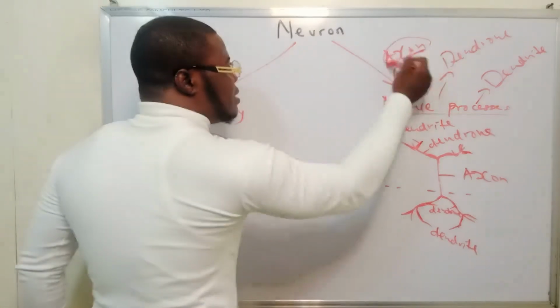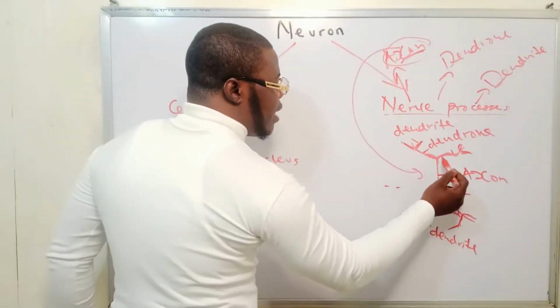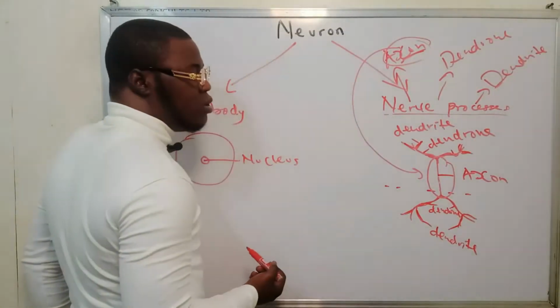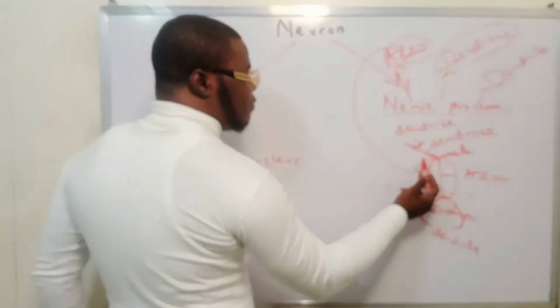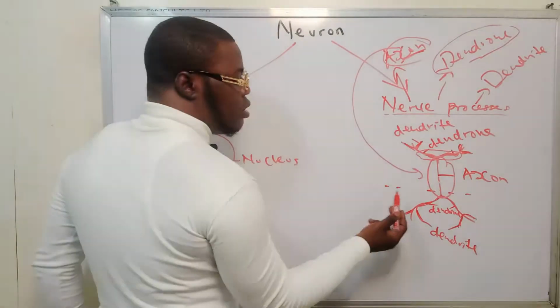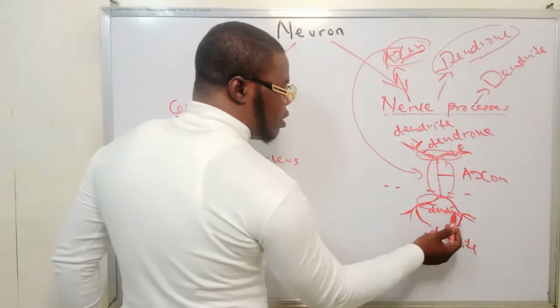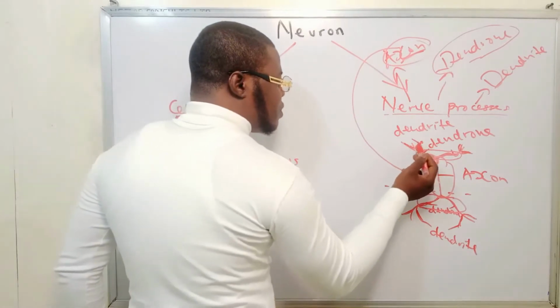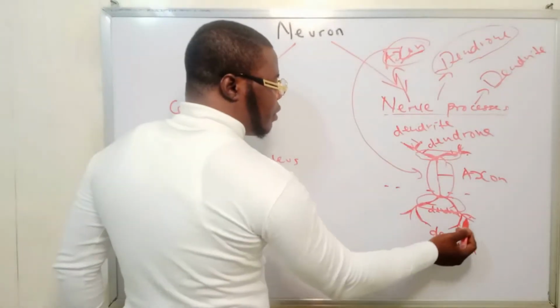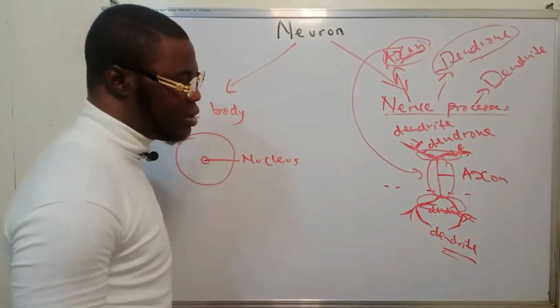So the axon right here is the longest part. Everything like this is the axon. And then the dendron are the immediate branches. Same thing here, these are the dendron, the immediate branches. And the leaves are the dendrites. As simple as that.